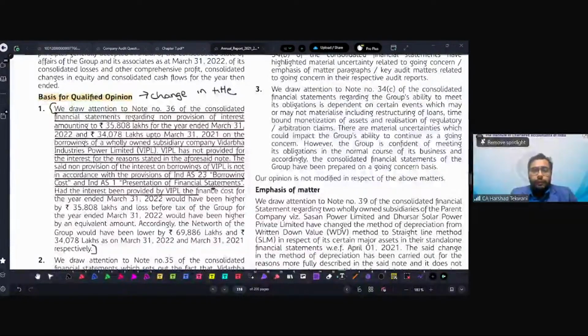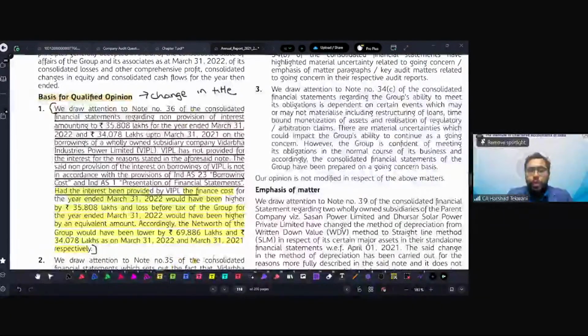Then the important part starts from here. Had the interest been provided by the entity for the year ended this, the finance cost would have been higher by this amount, and the loss before tax of the group for the year ended this would have been higher by an equivalent amount. Accordingly, the net worth would have been lower by this amount as on these particular dates. So you are not only giving the qualification, you are not just saying they have not provided the interest, matter over.